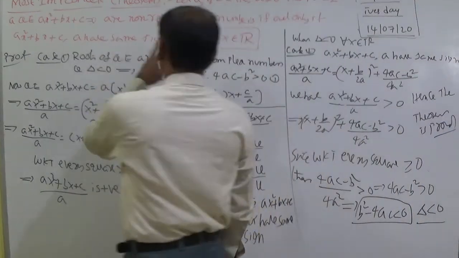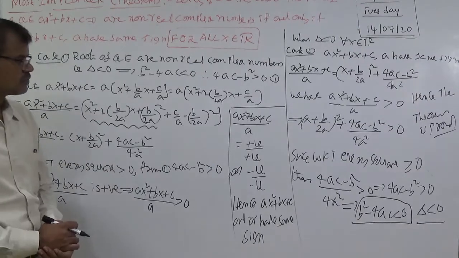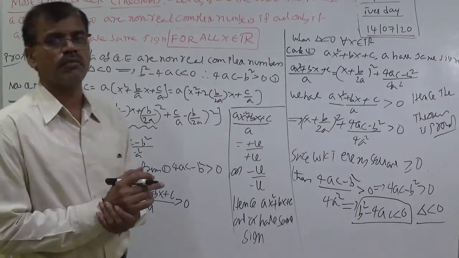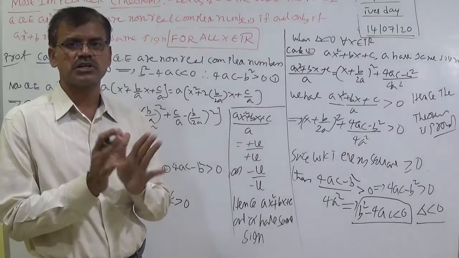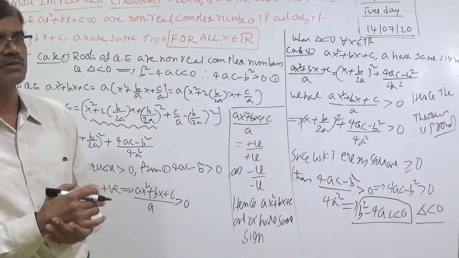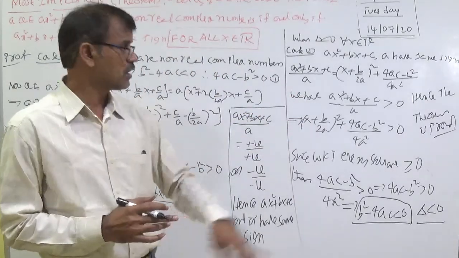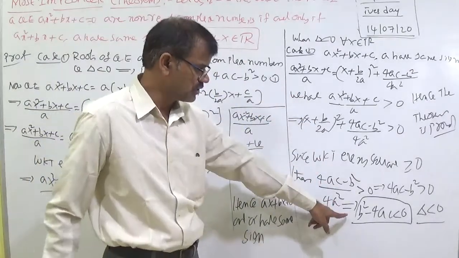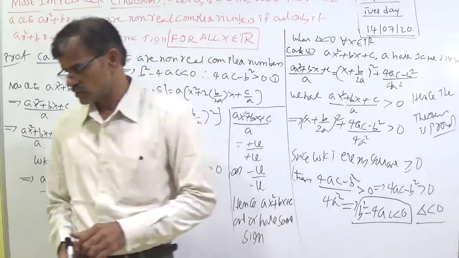It is called the if and only if condition, or necessary and sufficient condition. If ax square plus bx plus c and a have the same sign, then delta less than 0 for all x belongs to R, which is a necessary condition. And a sufficient condition is that if ax square plus bx plus c and a have the same sign, then roots are non-real complex numbers. That meaning delta less than 0. Whenever delta less than 0, then roots are non-real complex numbers.